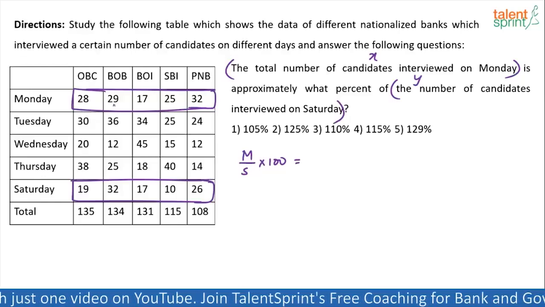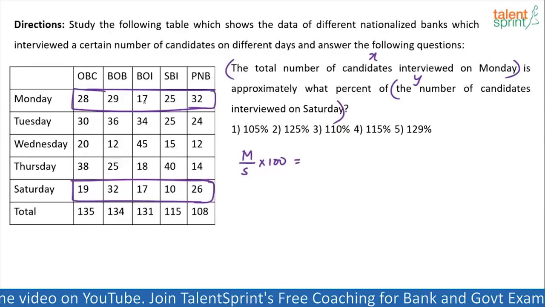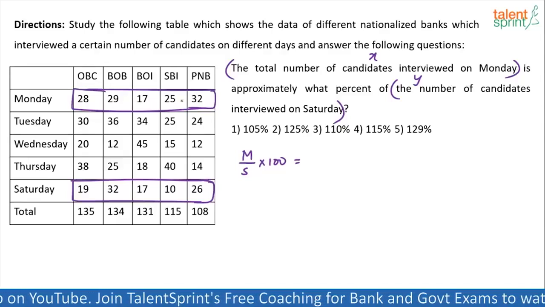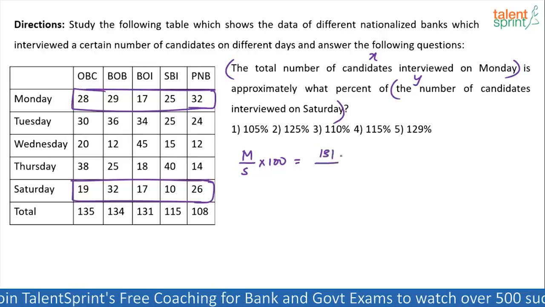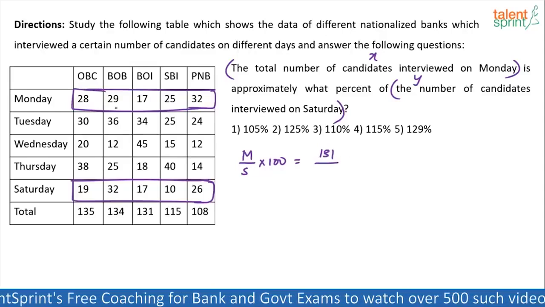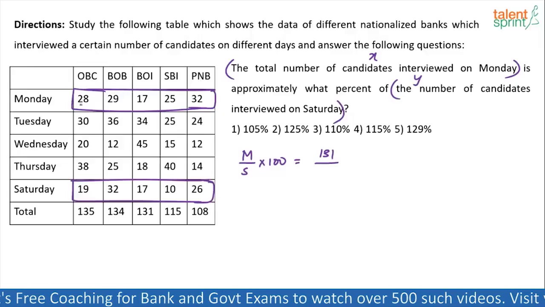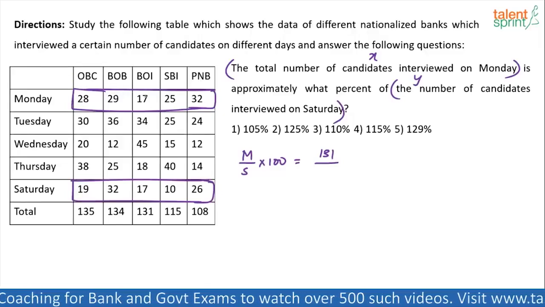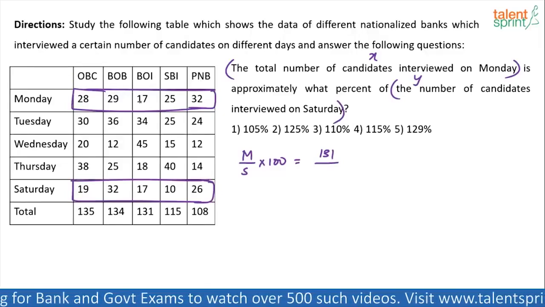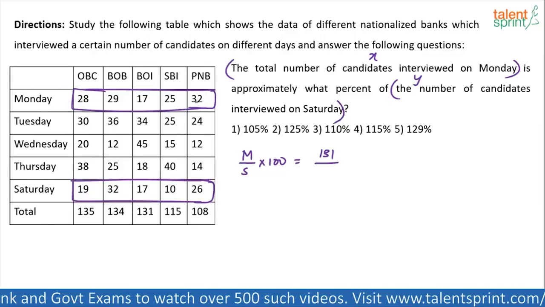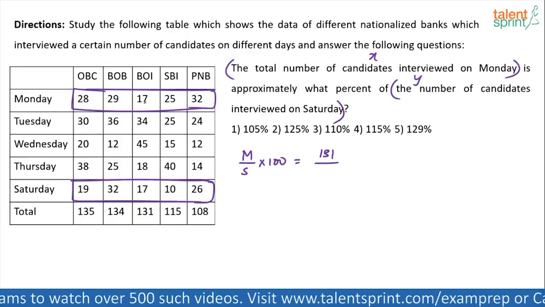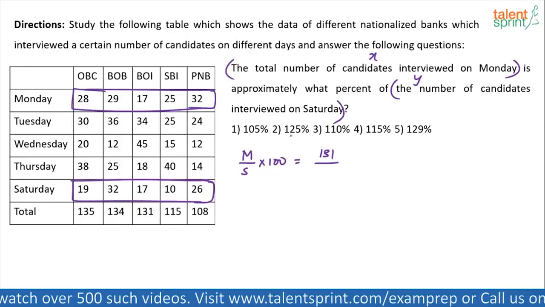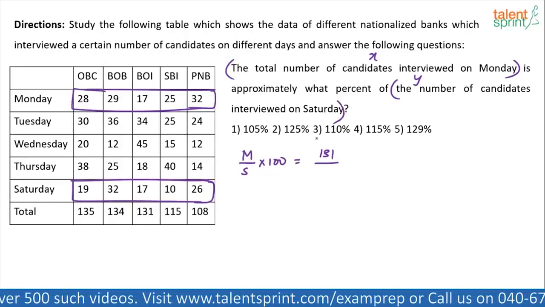28 and 29 is 57. 57 and 17 is 74. 74 plus 25 is 99 plus 32 is 131. Yes or no? Check that. Don't commit any errors. If you're finding the addition to be difficult, add only the tens first and then add the unit places. So 20, 20, 40 plus 10, 50 plus 20, 70 plus 30, 100. And then 7 and 7, 14 and 5, 19 and 1 into 31. 100 plus 31, 131. Right?